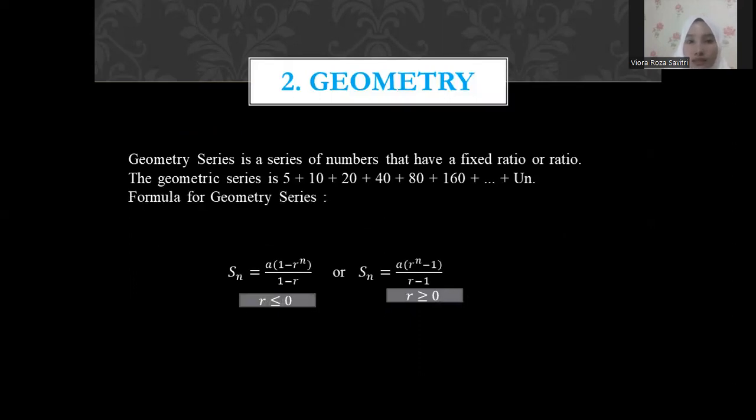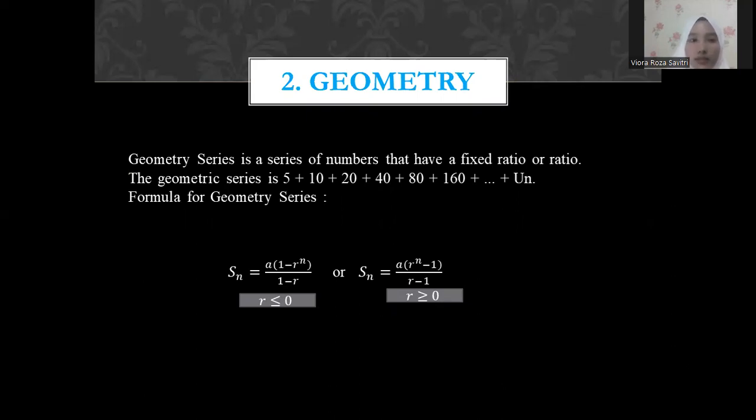A geometric series is a series of numbers that have a fixed ratio. For example, the geometric series is 5 plus 10 plus 20 plus 40 plus 80 plus 160 plus until plus Un.